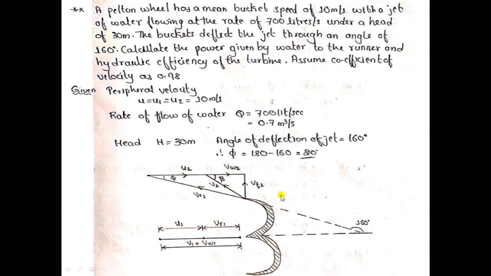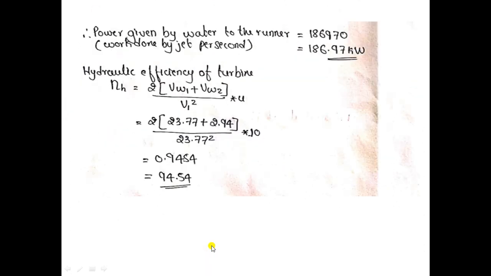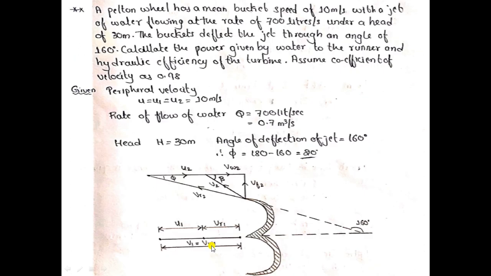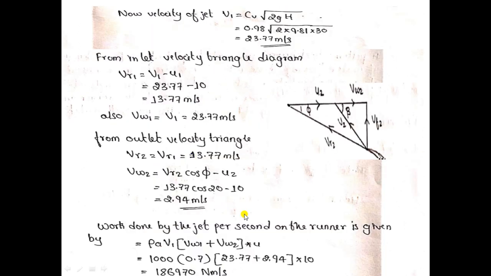Now this is the velocity triangle diagram. As I said, the inlet velocity triangle diagram will be a straight line, and this is the outlet velocity triangle diagram.